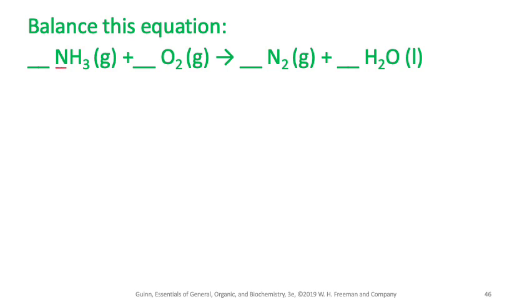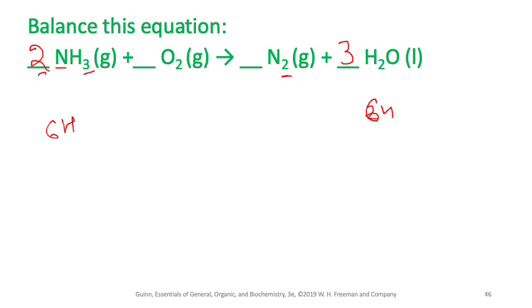Let's start with nitrogen. You have 1 nitrogen, you have 2 nitrogen on the product side, so put 2 in the front. And now nitrogens are balanced. How many hydrogen now? 3 times 2, 6 hydrogen. There is no hydrogen in oxygen. How many hydrogen after the arrow? 2 hydrogen. So if I put 3 in the front, it becomes 6. So now nitrogen and hydrogen are balanced.